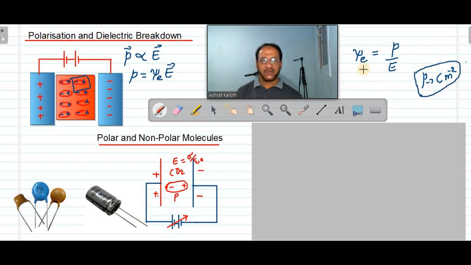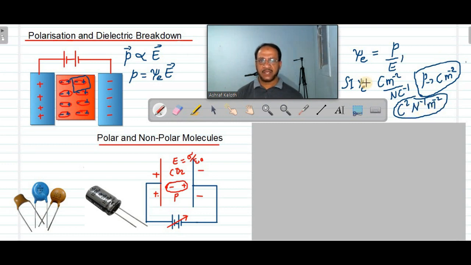And what will be the SI unit of psi, that is electrical susceptibility? You have the unit of polarization, Coulomb meter raised to minus 2, divided by electric field. What is the electric field SI unit? Newton per coulomb. Sorry, Newton per coulomb, so this coulomb will go to the numerator as coulomb raised to +1. So we can write the electrical susceptibility unit is coulomb square Newton raised to -1 meter raised to -2, or coulomb square per Newton per meter square.